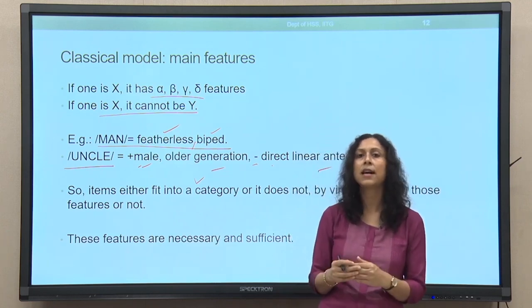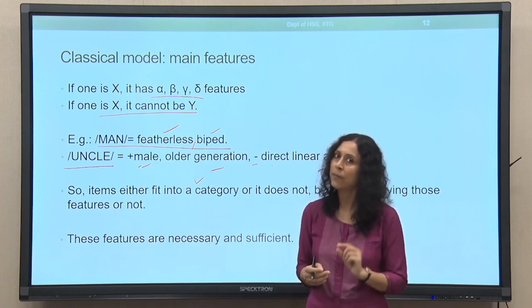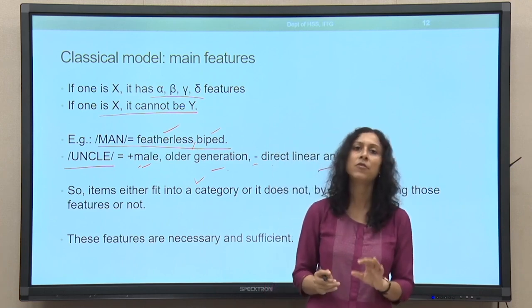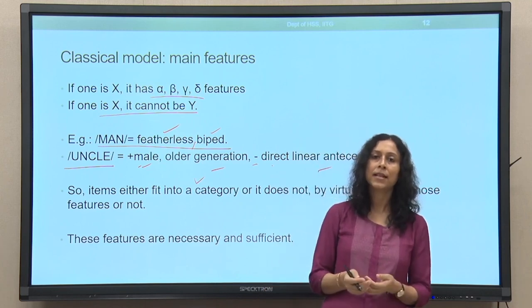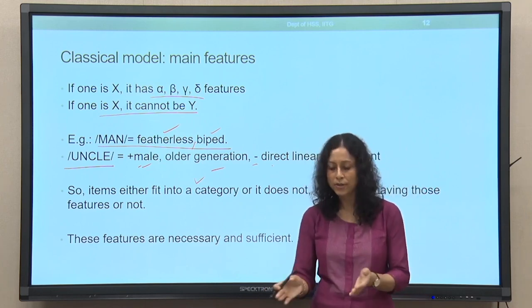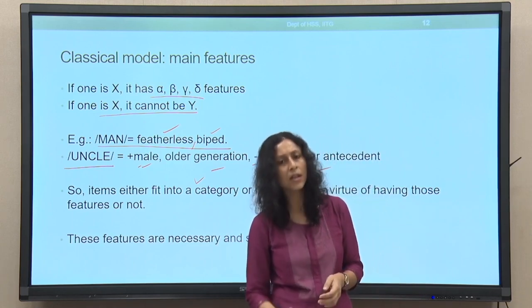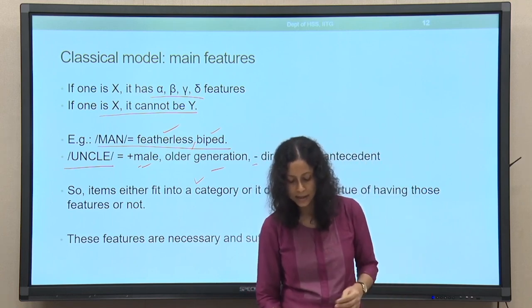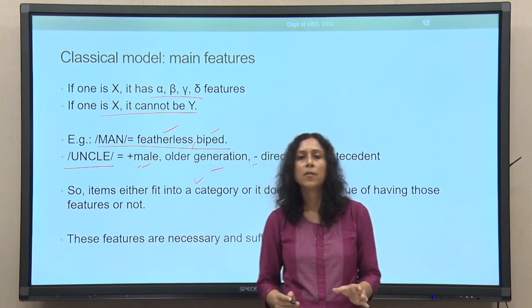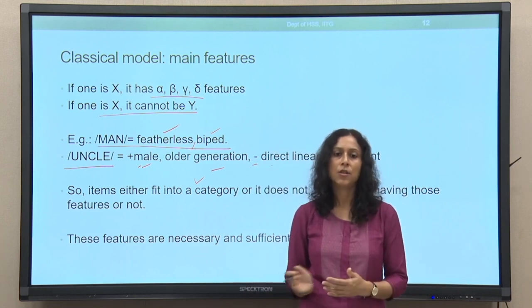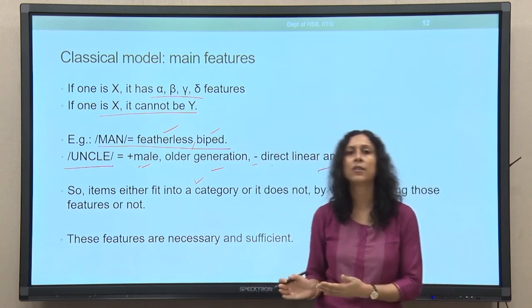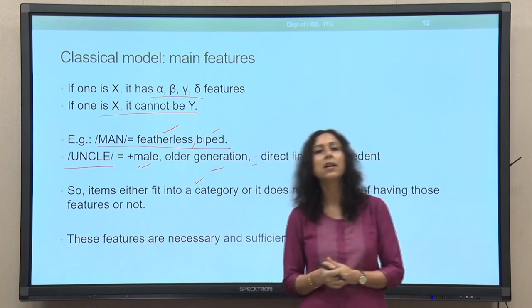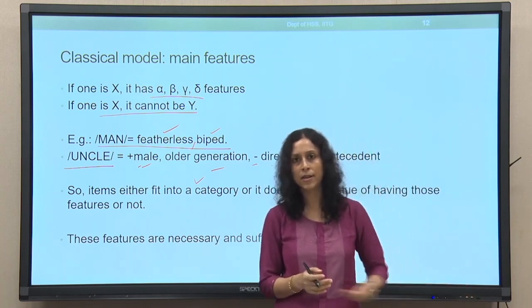What are necessary? Necessary features are those that are the core values of a particular entity, core values of a particular category. So, these are the core, necessary and these are sufficient. There are many other peripheral qualities that many uncles might have, but they are not necessary. This much is sufficient. So, this is how the classical theory of categorization really looks at objects that are grouped together as belonging to one category. So, objects are either part of one category or they do not fit, simply by virtue of having those conditions or not having those conditions. So, there is nothing that can be both a human and a bird, for example, right.